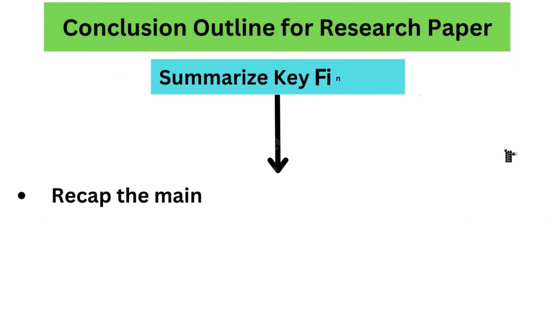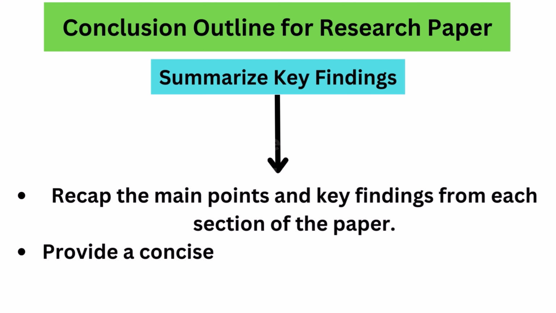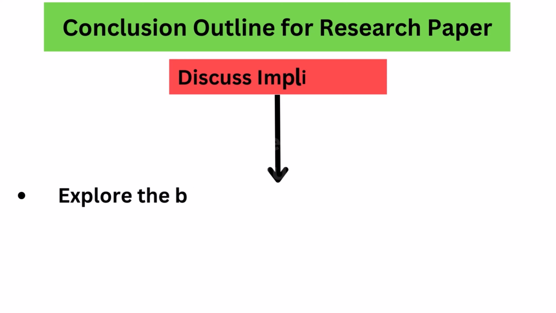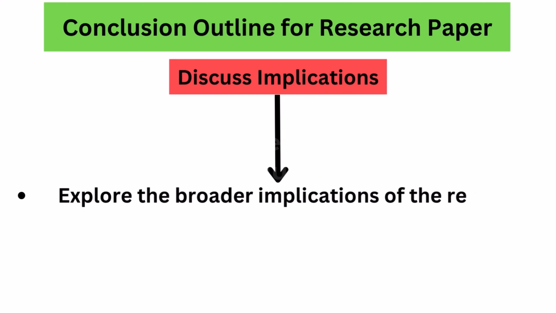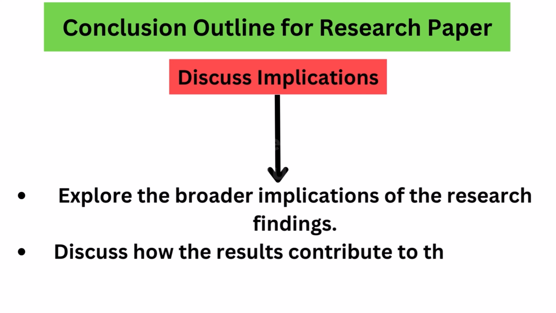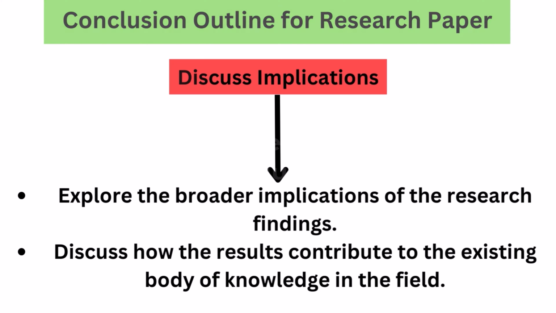2. Summarize key findings. Recap the main points and key findings from each section of the paper. Provide a concise overview of the research journey. 3. Discuss implications. Explore the broader implications of the research findings. Discuss how the results contribute to the existing body of knowledge in the field.